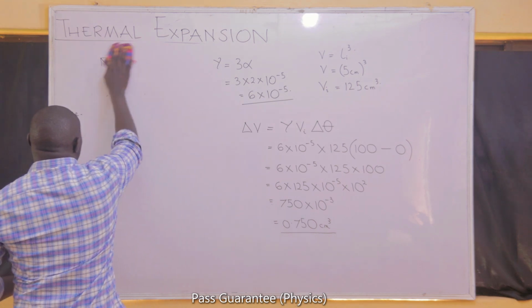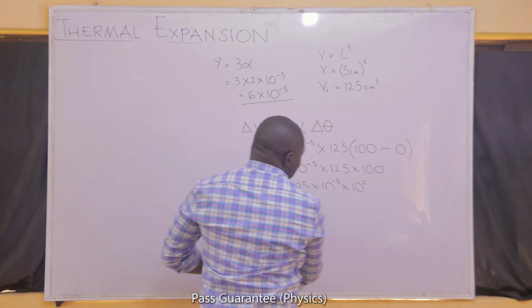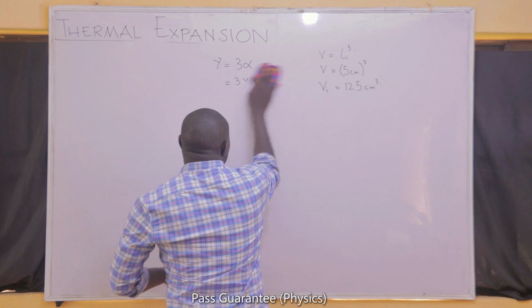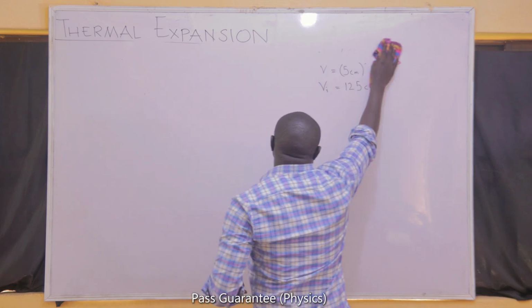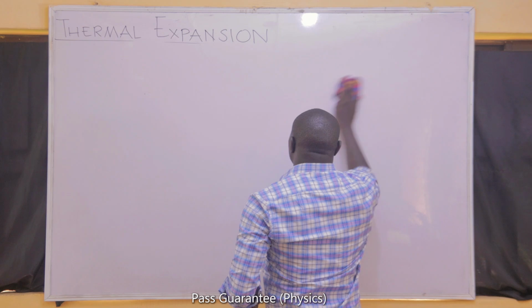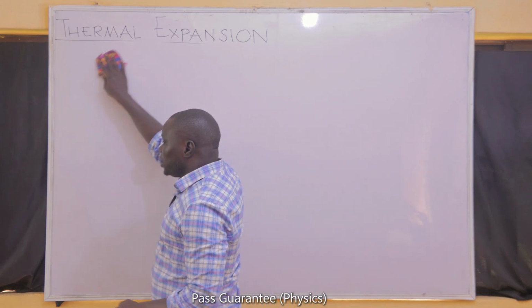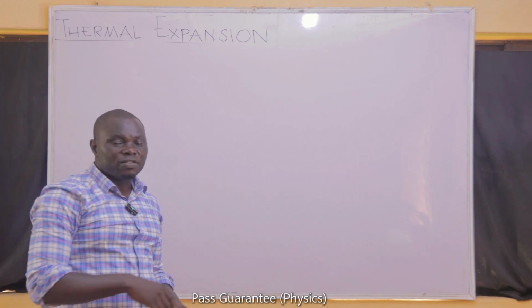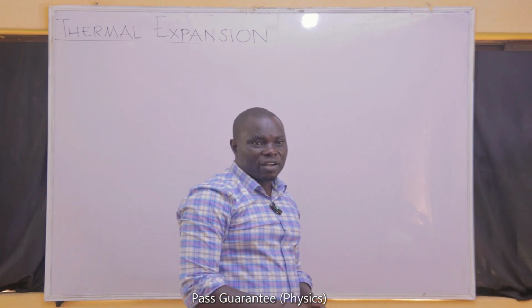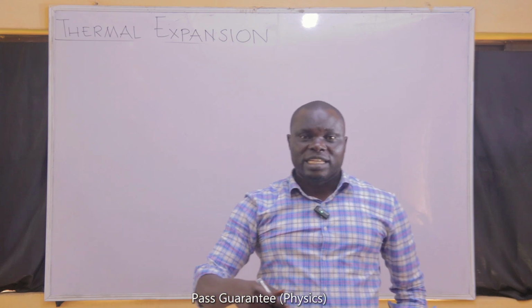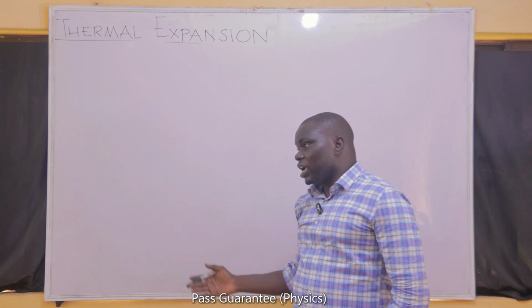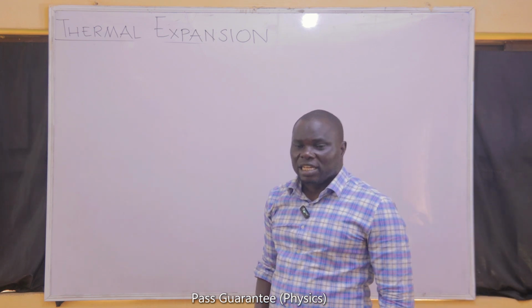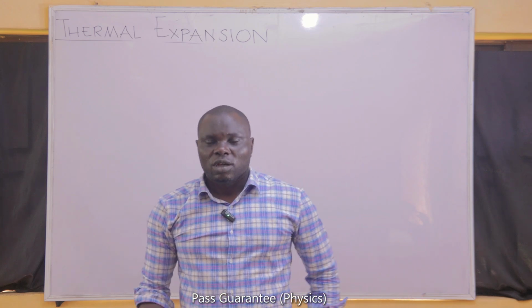All of what we have solved thus far are expansions in solids. Why? Because it is only solids that have length, area, and volume. Only solid objects can have length, area, and volume. Liquids do not have length and area. Nobody can find the length of water. Nobody can find the area of water. You can find the surface area of water if it is put in a container, but water itself does not have an area, so it does not have a length also.